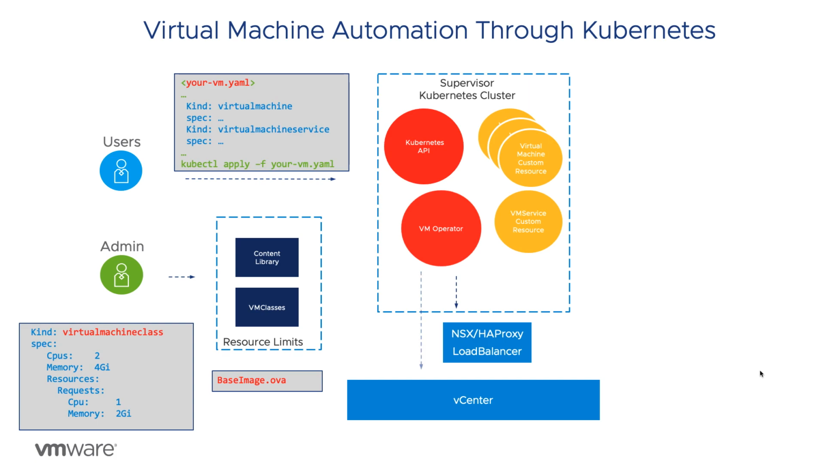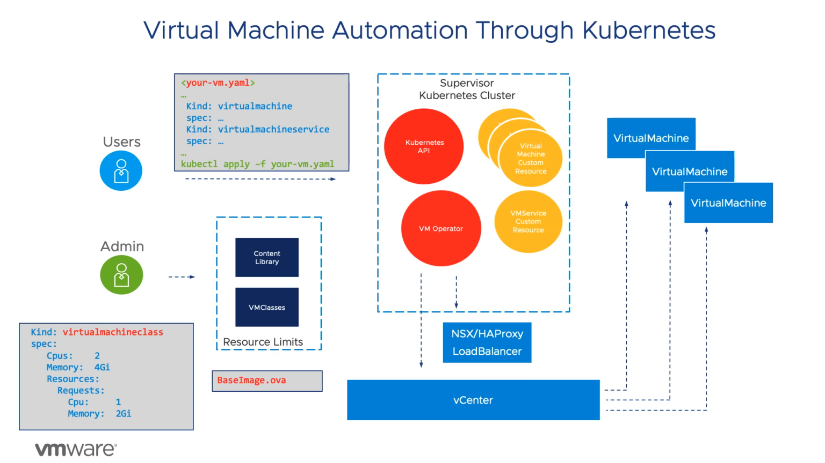API calls to vCenter instantiate the VMs with the appropriate boot image, virtual machine class, and network configuration contained in the custom resource. The virtual machine service is reconciled into a Kubernetes service of type load balancer, and another network controller calls the load balancer to configure a virtual IP for accessing the VMs. Let's see how this works.